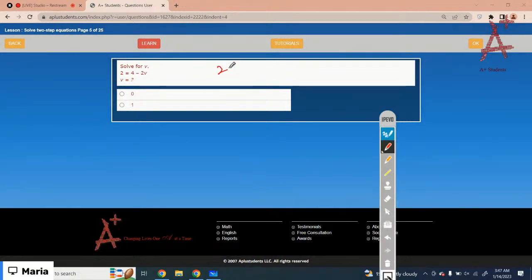You have to 2 equals 4, take away 2v. So add 2v both sides, because 2v is subtracting. So you're left with 2v plus 2 equals 4.